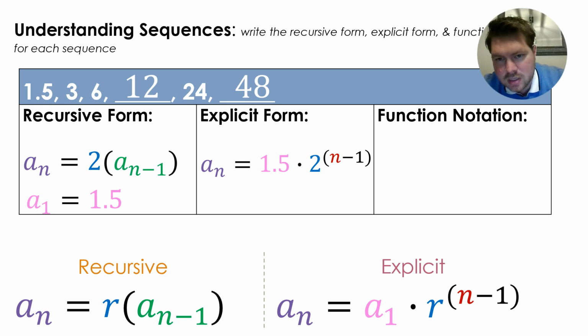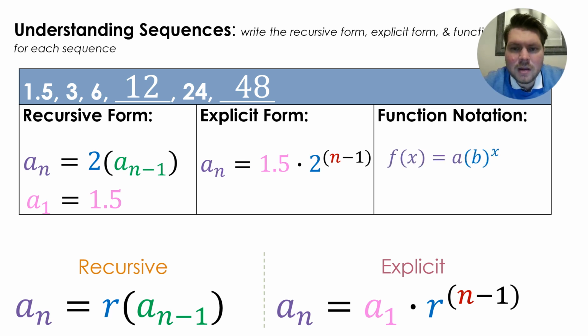Okay, function notation. Basically, we want to put it back into the original formula. And so, to get that, we actually already know our B. So our B is our multiplier. So in this case, it's multiplying by 2.